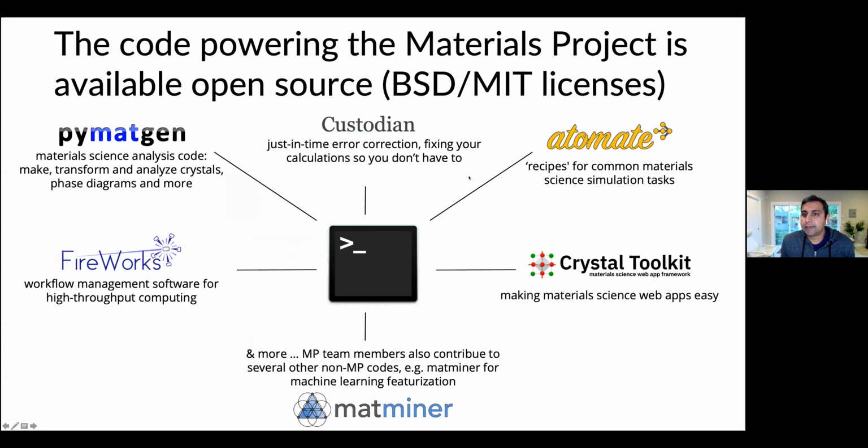So in addition to the data itself, the Materials Project has many codes that it makes available open source, either with a Berkeley license or an MIT license. Those are both very open licenses. They don't require you to also redistribute derivative packages in a certain way. They're commercial friendly, so companies can use them, et cetera. So there are many packages like Fireworks, PyMatGen, Custodian, Atomate, and Crystal Toolkit.